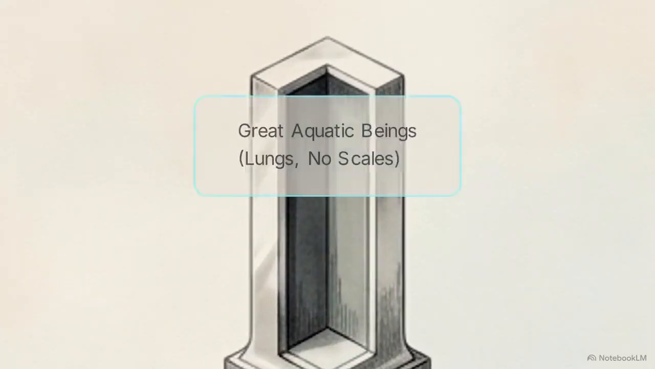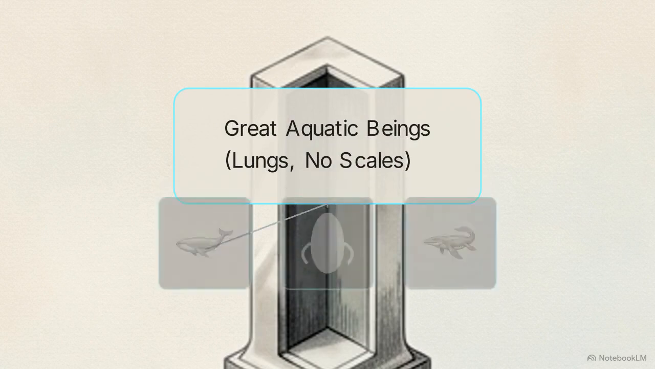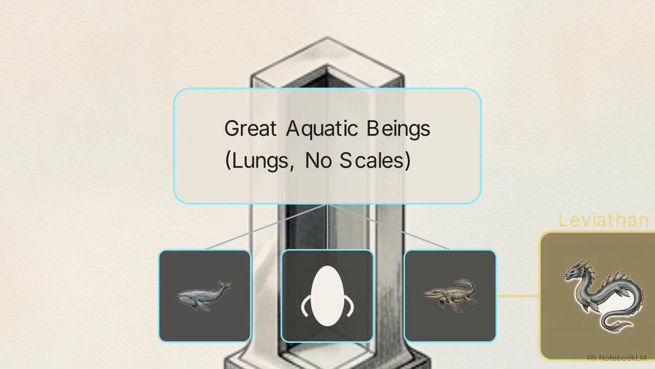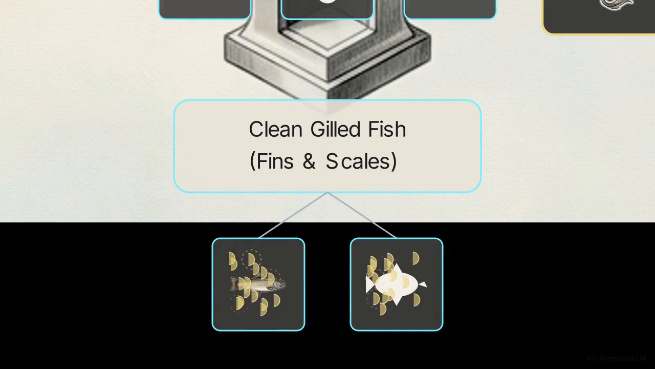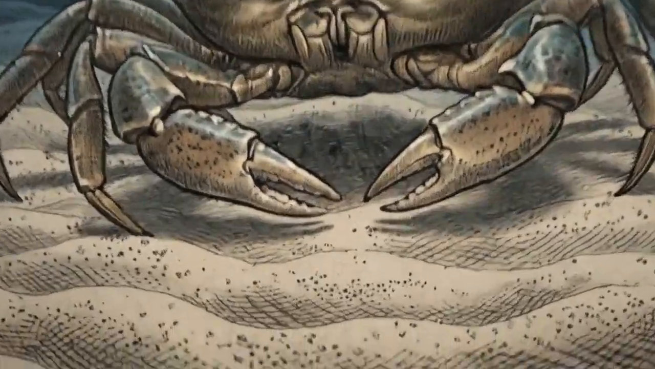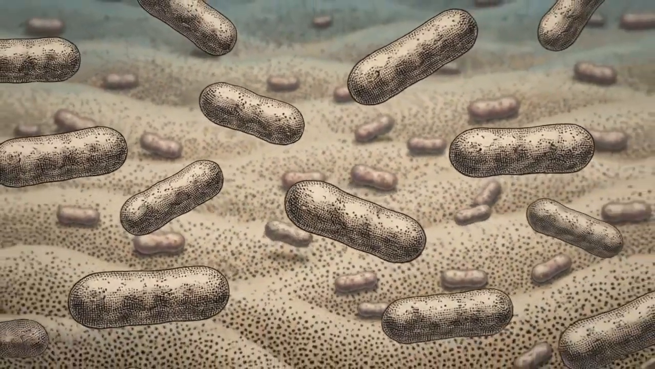The great aquatic beings possess lungs for ruach breath but lack scales. This group includes whales, penguins, and the extinct Mosasaurus. The Leviathan described in the Book of Job represents the ultimate, now extinct occupant of this category. Below them are the clean-gilled fish. This tier is defined by the presence of both fins and scales, containing fish like salmon and perch. At the base are the unclean lower aquatic beings, scaleless and finless organisms ranging from crabs to macroscopic aerobic bacteria.